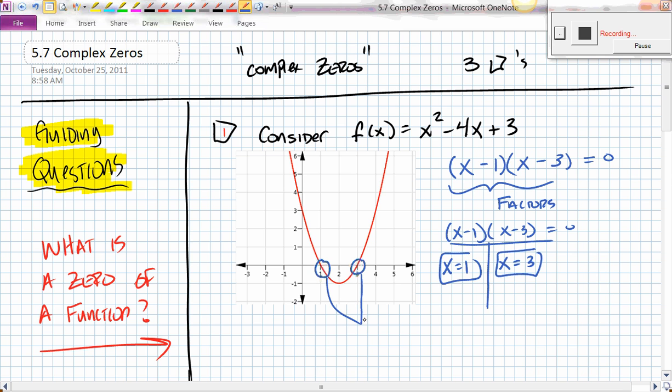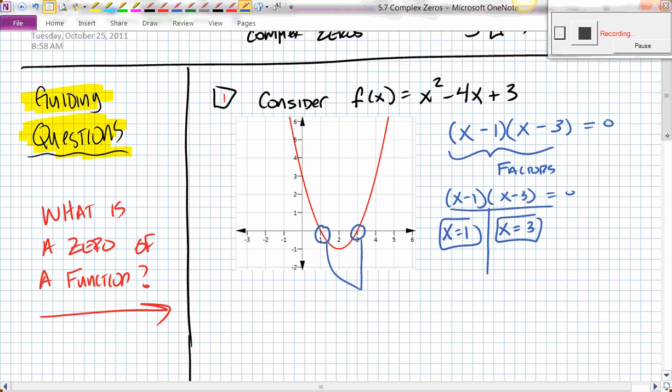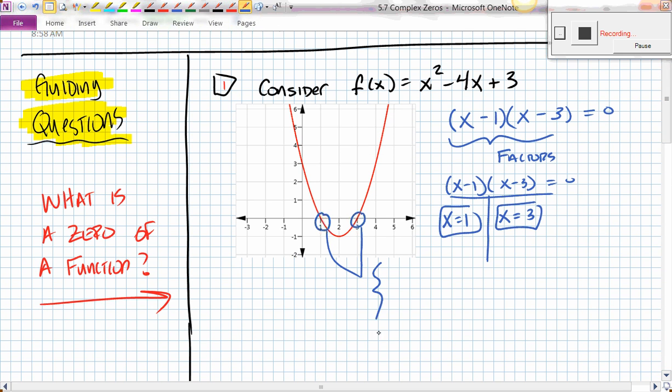So these have quite a few names, and I want to talk about all the different names that they have. These are called the x-intercepts. They're also called the zeros, because I set each of my factors equal to 0 and solved. They're also called the solutions, and they're also called a root. Okay, so all of these names mean the same thing, right? They mean x-intercept, zeros, solutions, and roots.